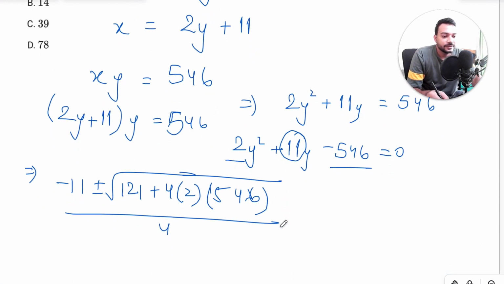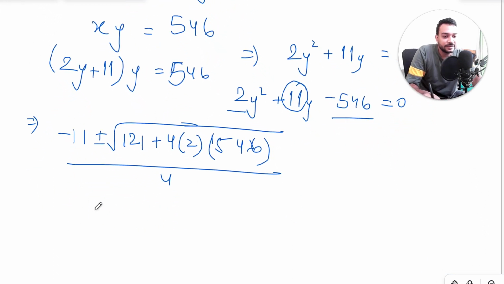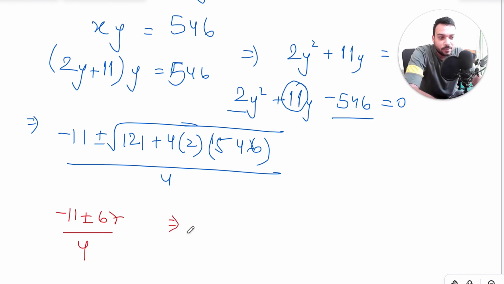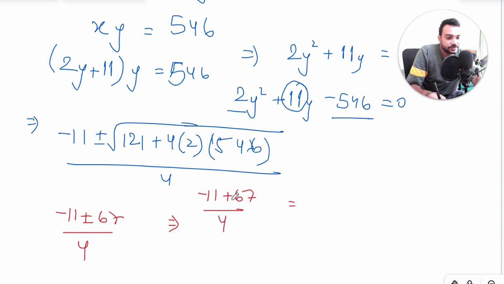Okay, so 67 would come inside. Negative 11 plus or minus 67 over 4. It's positive integers, so we discard the negatives all through. So negative 11 minus 67 is discarded. Negative 11 plus 67 is the thing. So 67 minus 11 is 56, over 4 is 14.